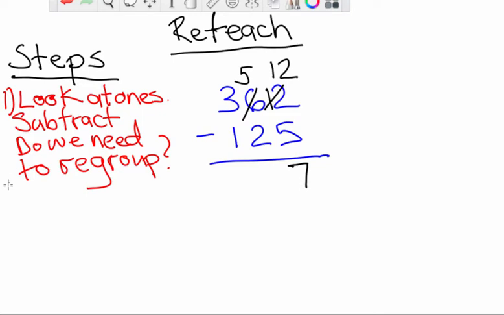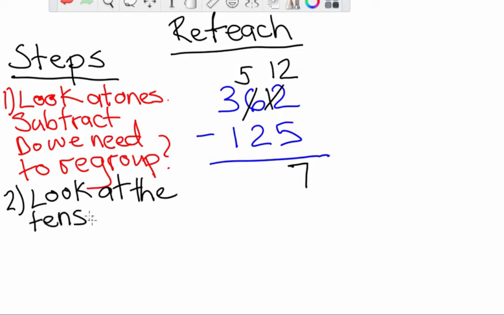But I'm not done solving the problem, because the second step is to look at the tens. And it's the same deal. First, I'm going to subtract. Then I'm going to check, do I need to regroup? So let's look. So I've got 5 minus 2.